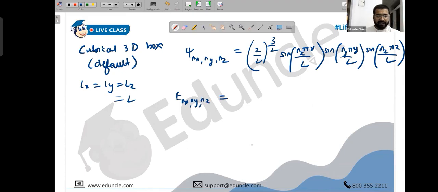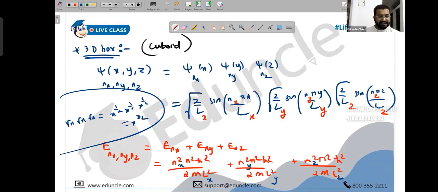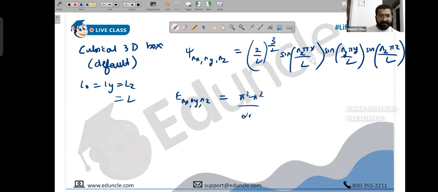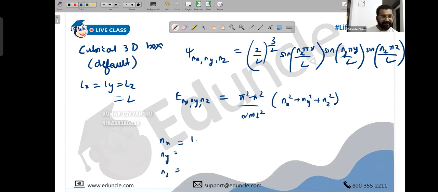So this time L square will again be the same. We can just take common once again pi square h square upon 2 m L square. If I take common, we will be left with nx square plus ny square plus nz square. And again this time, remember, nx is a quantum number, ny is a quantum number, nz is a quantum number along respective axes, starting from 1, 2, 3, it goes on.